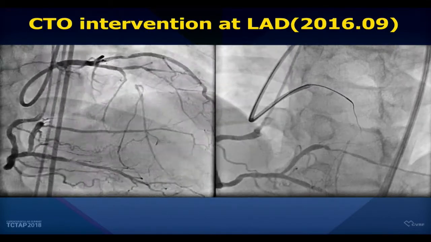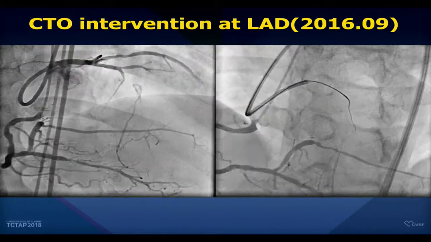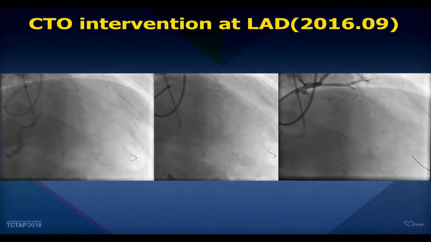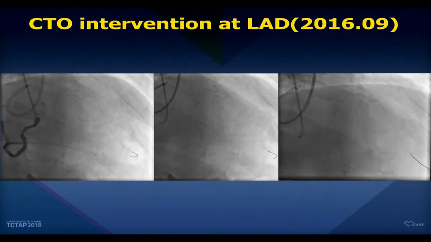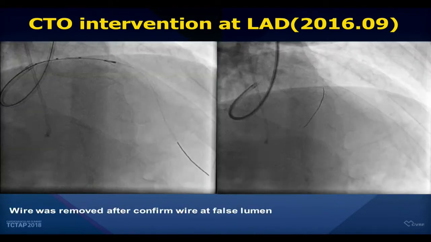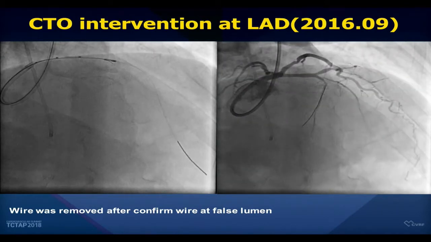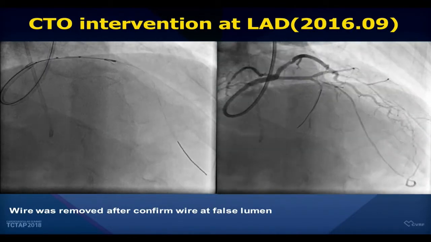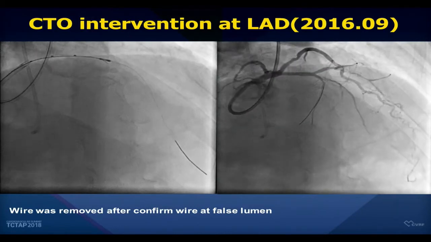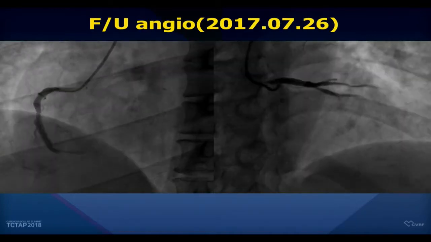Actually, the CTO intervention was tried at another hospital, with an antegrade approach. It seems the wiring was successful, but the angio after dilation of the mid LAD shows no flow. After withdrawal of the wire, you can see some antegrade flow with dissection at the mid LAD, but it seems not to be in the true lumen. It seems to be the false lumen, so they stopped the procedure there. This is the final angio. He then moved to another hospital, not here.